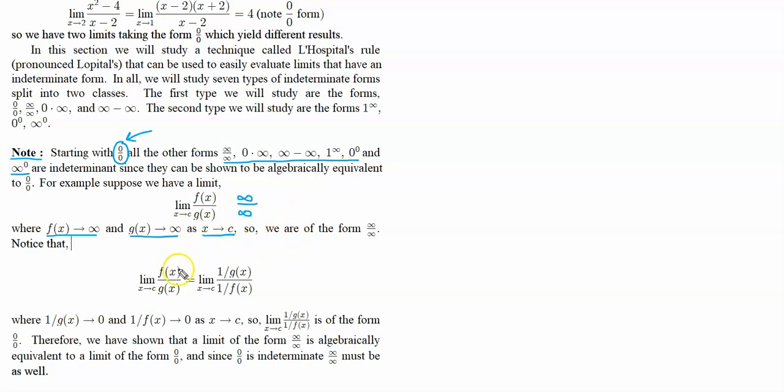Now, if you simply take this limit and rewrite it like this, you notice we took f over g and simply rewrote it as 1 over g divided by 1 over f, right? That's the same thing. Algebraically, this is the same as this, right? If I just multiply top and bottom by f, we recover the left-hand side, okay?